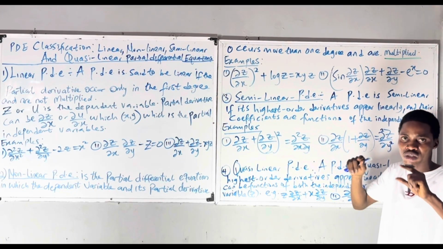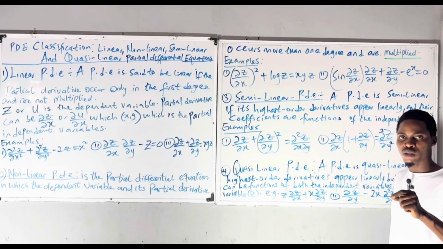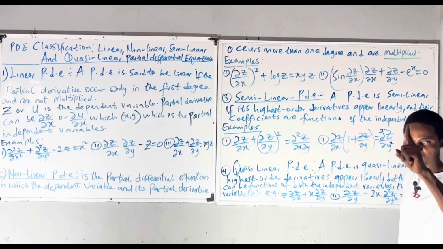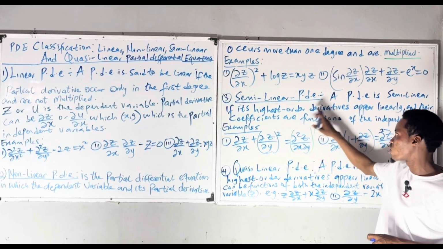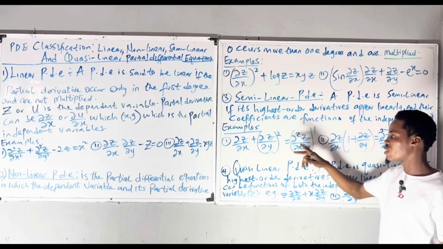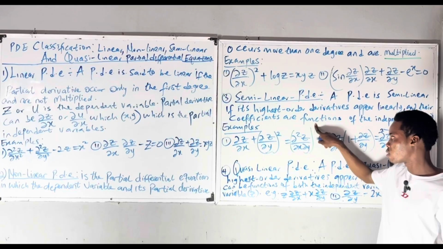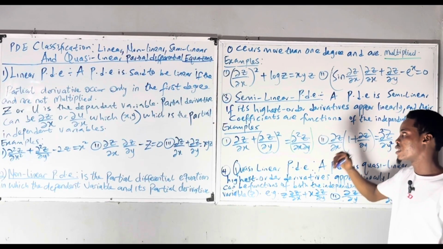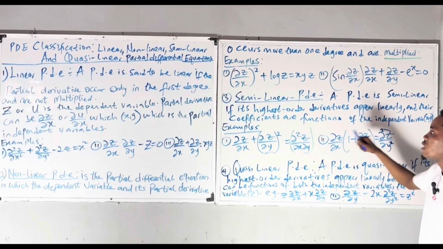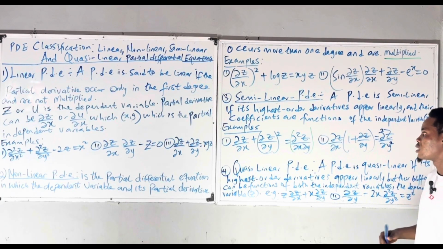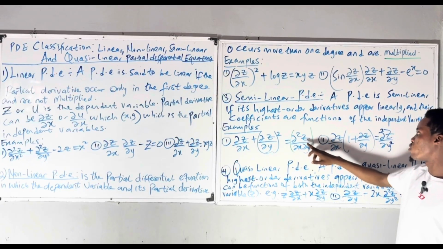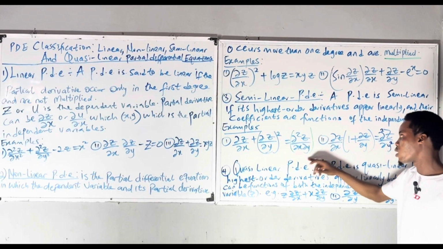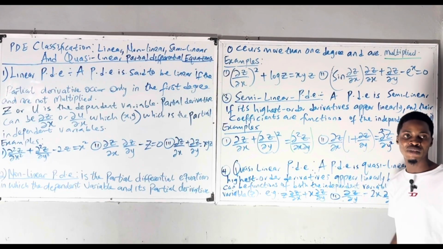But that highest order derivative must appear linearly. That is, the power of that highest order must be 1. It means here it is 1. So whenever the highest order derivative appears linearly, that is, the power is 1, it is a semi-linear PDE. And also, their coefficients are functions of the independent variables. Sometimes we are going to have a coefficient x or y multiplying this. The coefficients are functions of the independent variables x and y, since we are differentiating with respect to x and y. So this one is a semi-linear PDE.